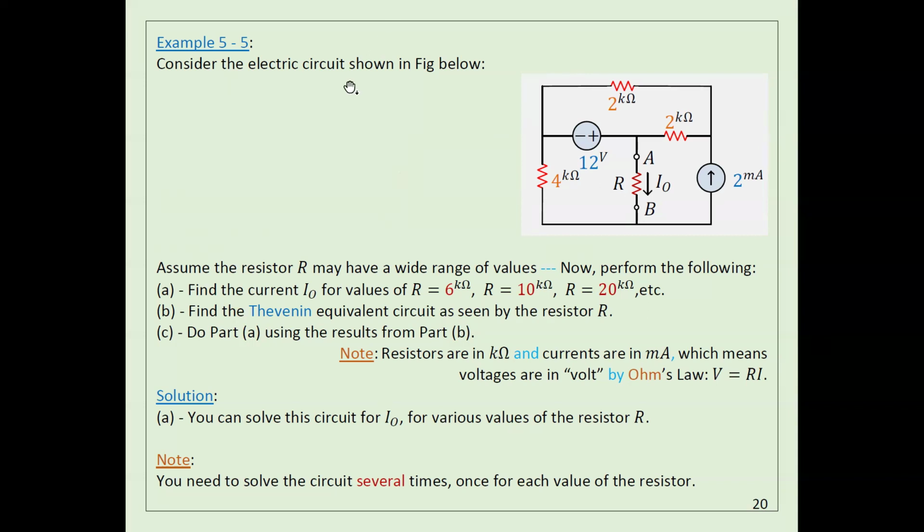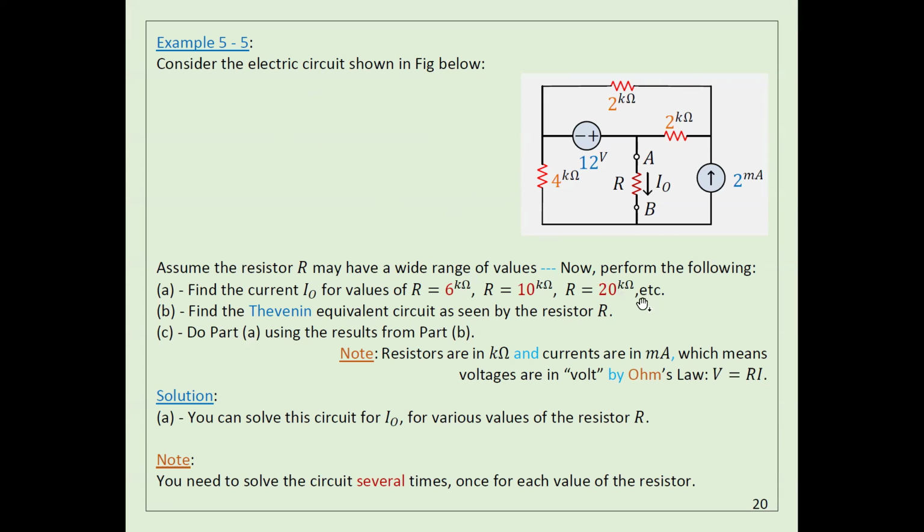Why? Because I need to solve the equation 3 times. Once you find the equations, I'm plugging R by 6, solve the equation. Then I'm gonna plug in R by 10, solve the equation. Then 20, solve the equation. You got what I'm saying? So this will be the difficult way.